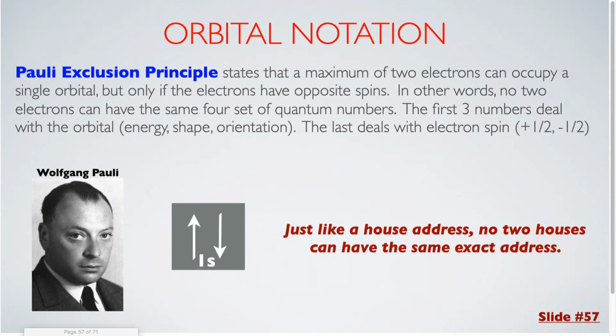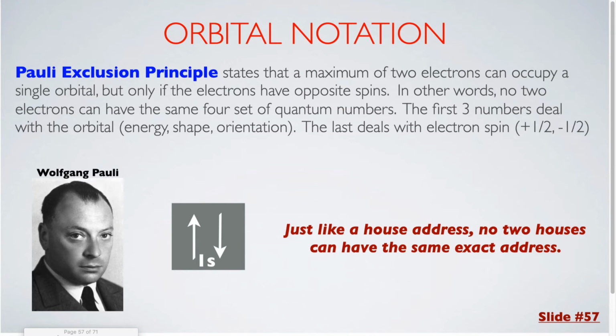Our next rule or principle is the Pauli exclusion principle. And this states that a maximum of 2 electrons can occupy a single orbital, but only if the electrons have opposite spins. In other words, no 2 electrons can have the same 4 set of quantum numbers. The first 3 numbers deal with the orbital itself: energy, shape, and orientation. The last deals with the electron spin, which is a positive or negative 1/2.